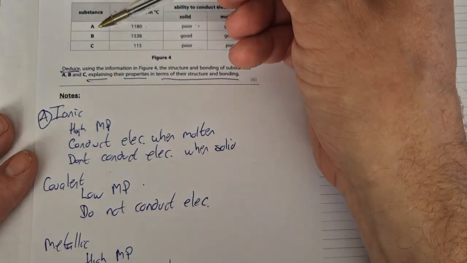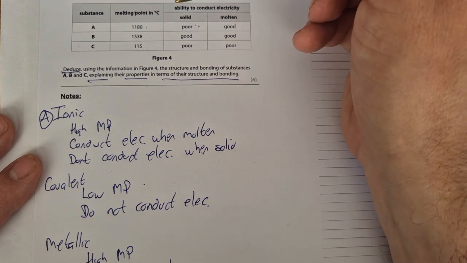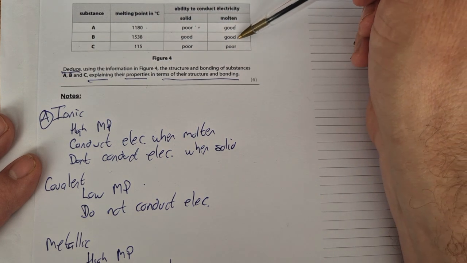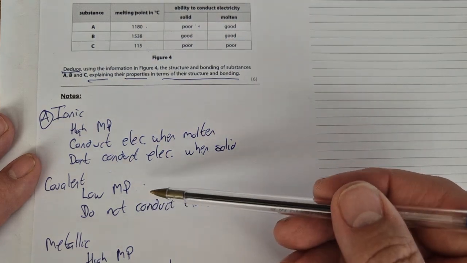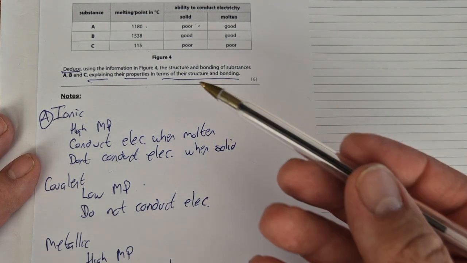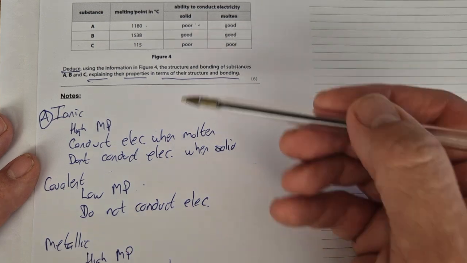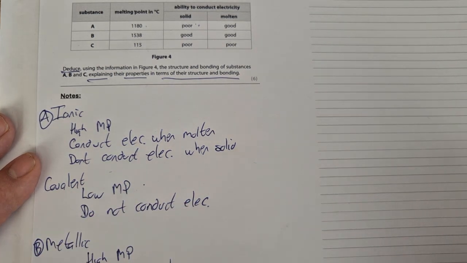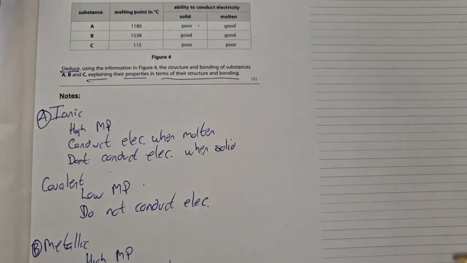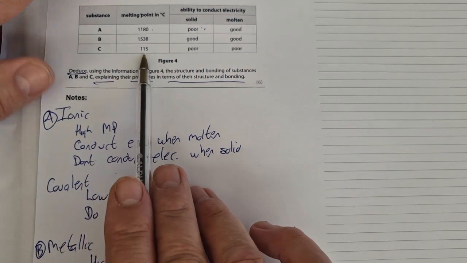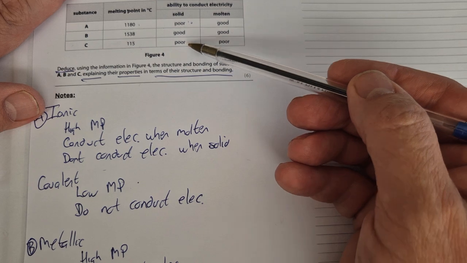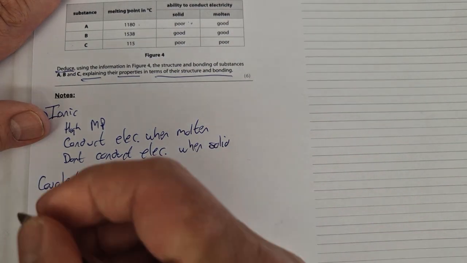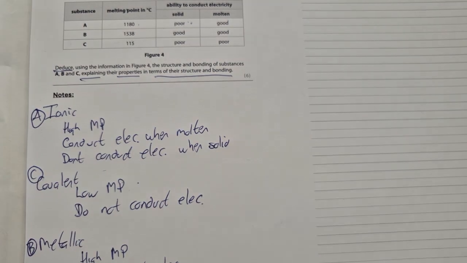Next one, substance B. Substance B's got a high melting point. It's a good conductor when it's solid, and it's a good conductor when it's molten. Of the remaining two, the only one left with a high melting point is the metallic one. And again, it's a good conductor of electricity. So substance B must be a metallic bond. And then just to cap it off, substance C has a low melting point, poor conductor when solid, poor conductor when molten, does not conduct electricity. So substance C must be covalent.